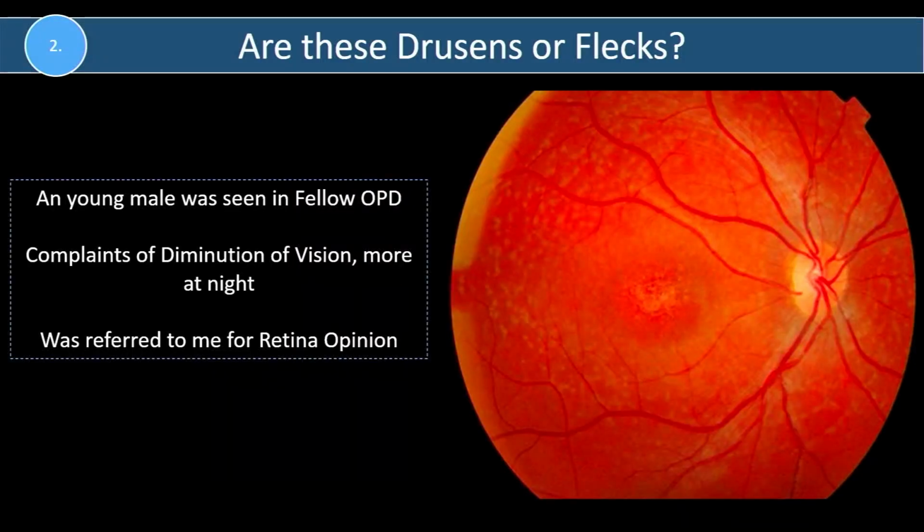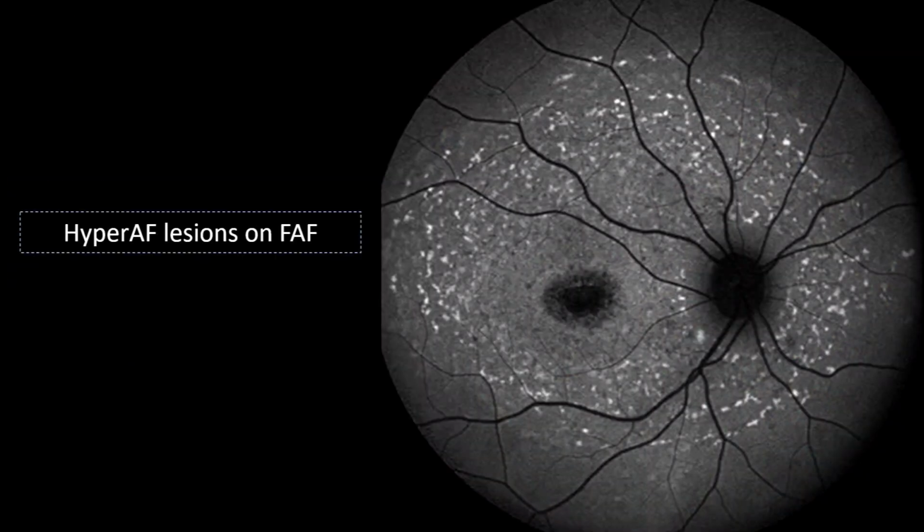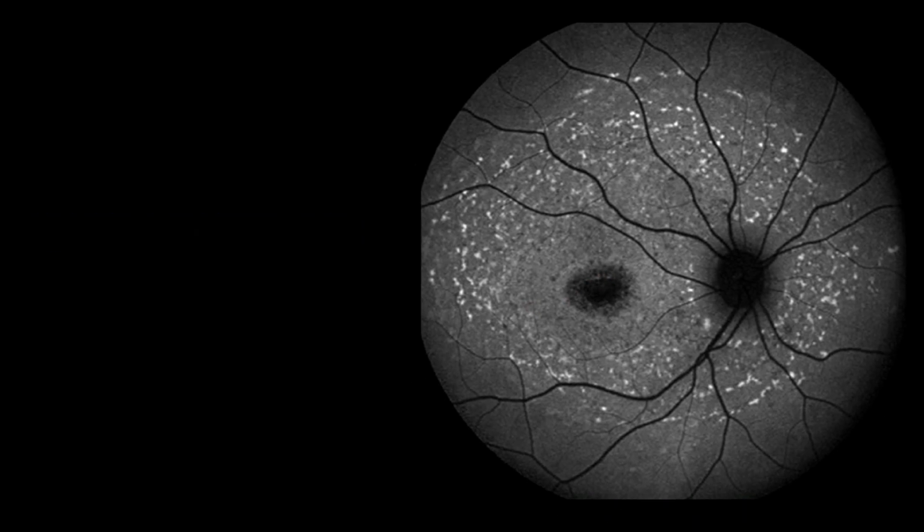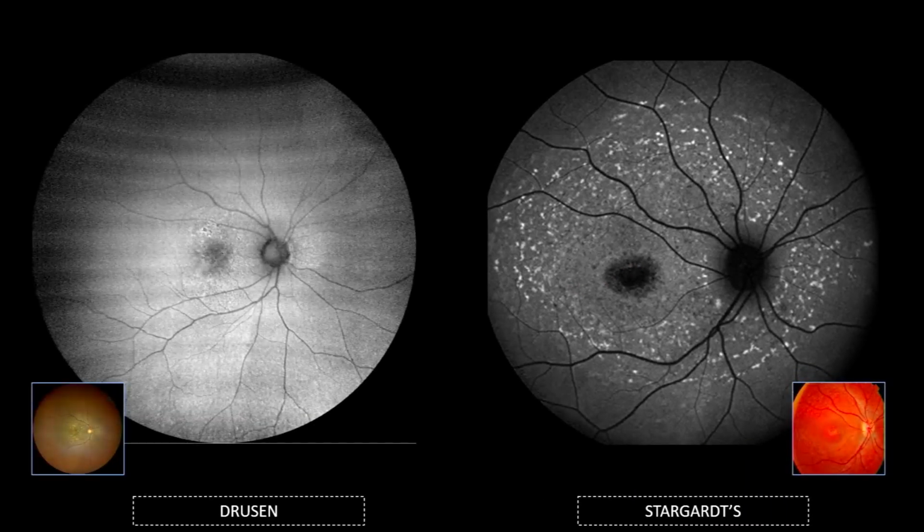Now coming to the second case, a young male was seen by a fellow and the diagnosis was made as dry ARMD. This was the fundus photo and this was the autofluorescent image. There were hyperautofluorescent fleck-like lesions seen around the posterior pole. Typically, you can see peripapillary atrophy and a hypoautofluorescent patch over the fovea, which denotes foveal atrophy. So it is a typical Stargardt disease, or we can say fundus flavimaculatus.